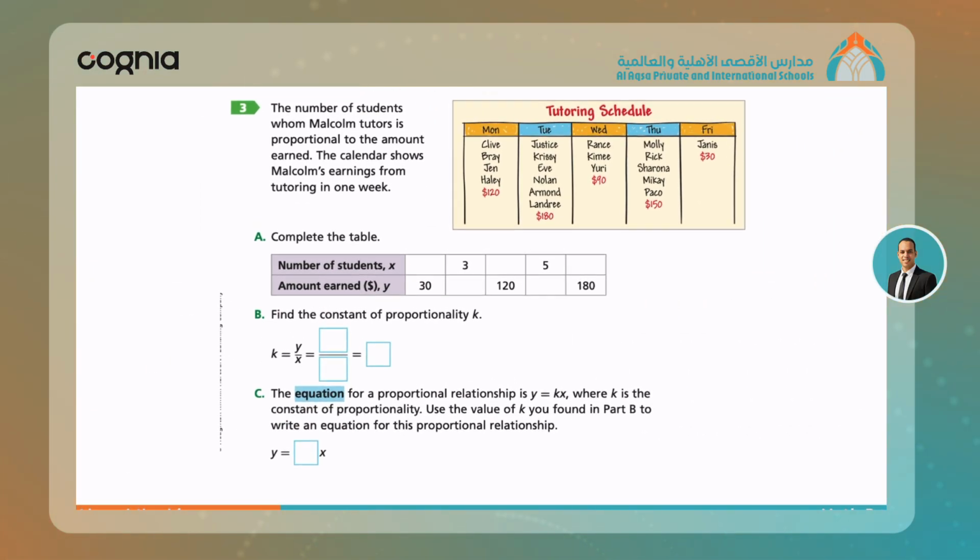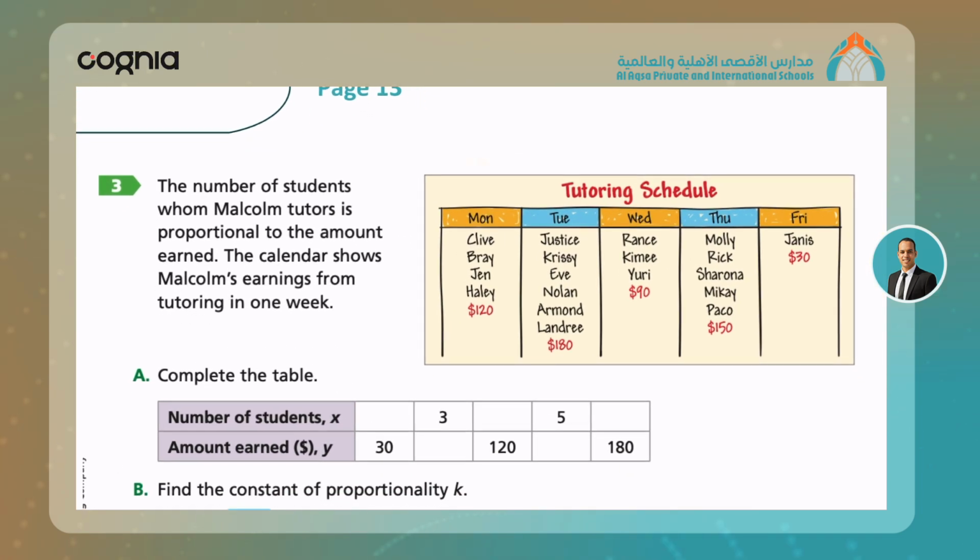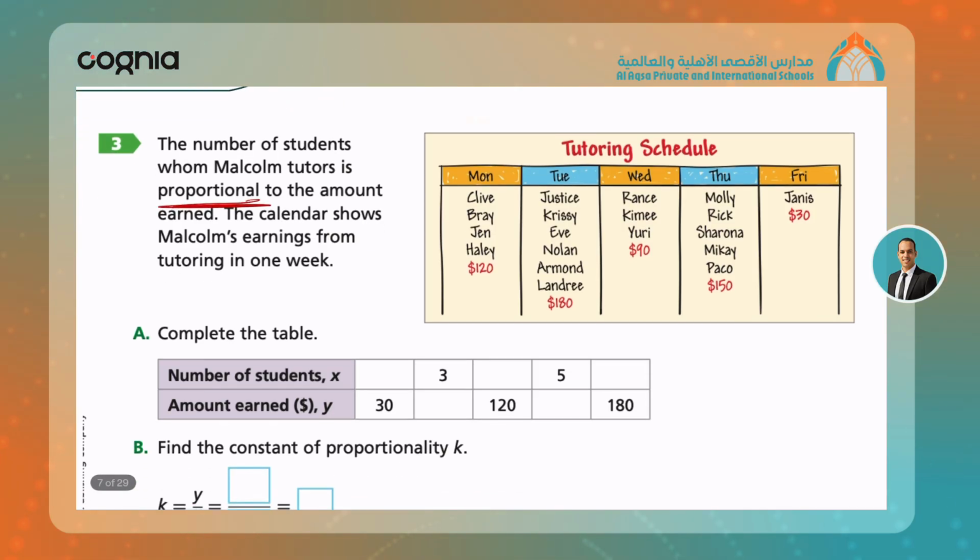Okay, example 3. The number of students whom Malcolm tutors is proportional to the amount earned. The calendar shows Malcolm's earnings from tutoring in 1 week. Okay, so here it says it's already proportional, so we are not searching for proportionality here. We need first to complete the table. So number of students is x, and amount of money earned is y. So let's look at the table here.